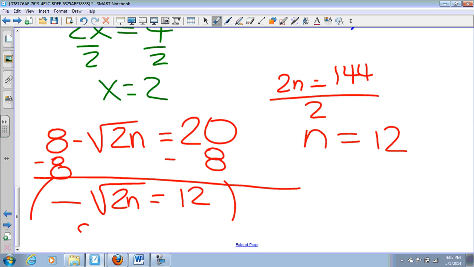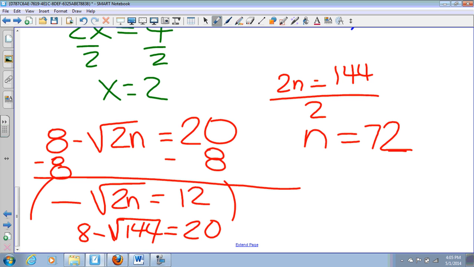8 minus the square root of 2 times 72. I'm sorry, it's not 12, my bad. I was dividing by 12 in my head, and not 2. It's 72. Sorry. 8 minus the square root of 144 equals 20. 8 minus 12 equals 20. No solution.